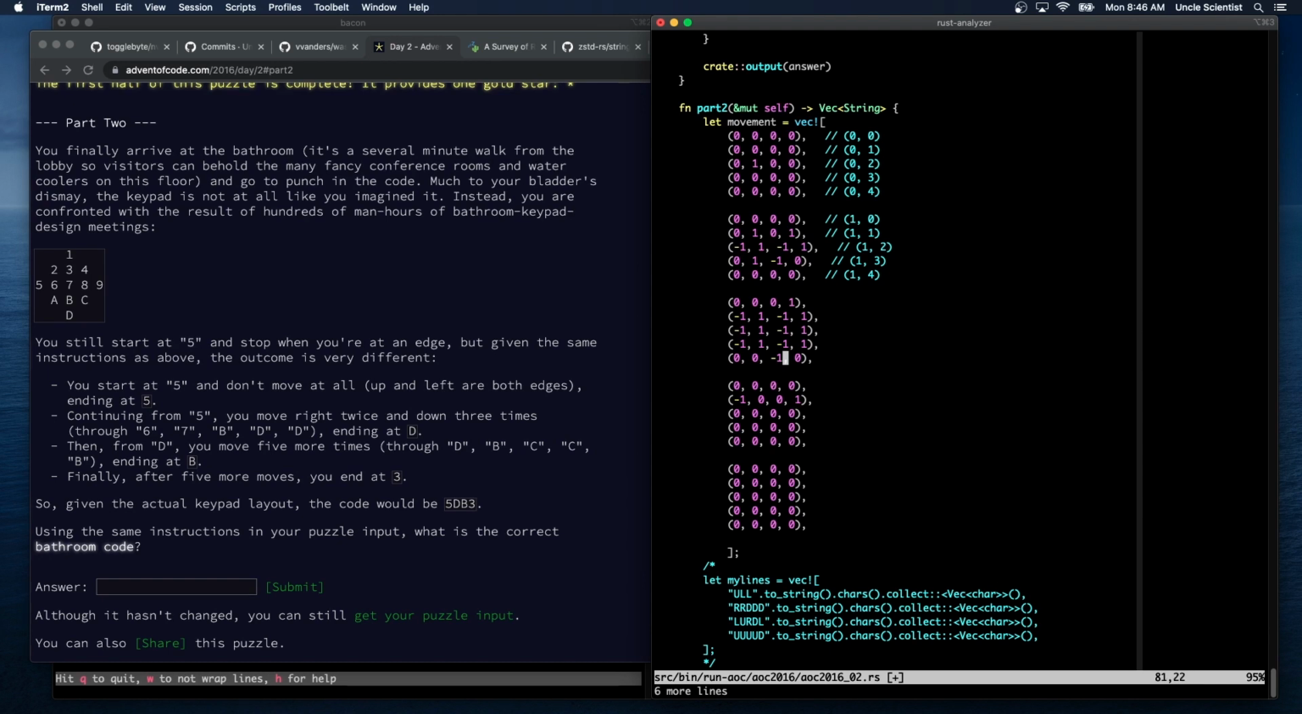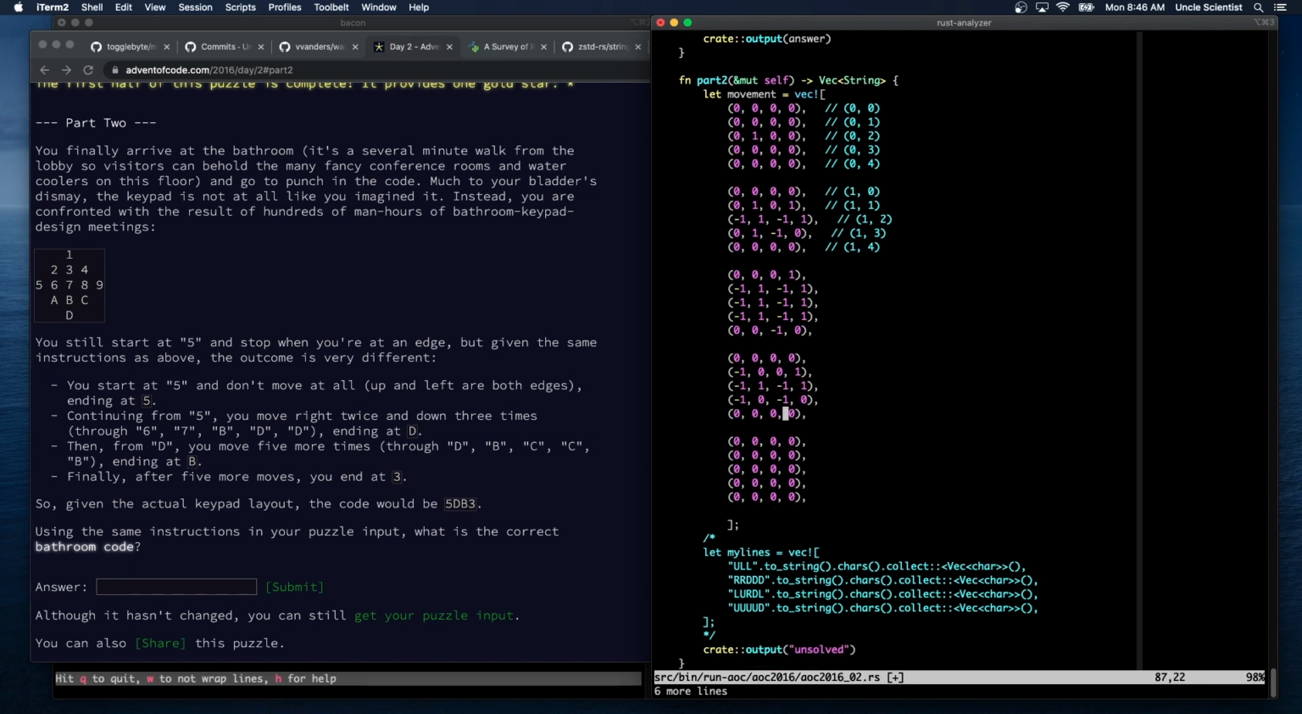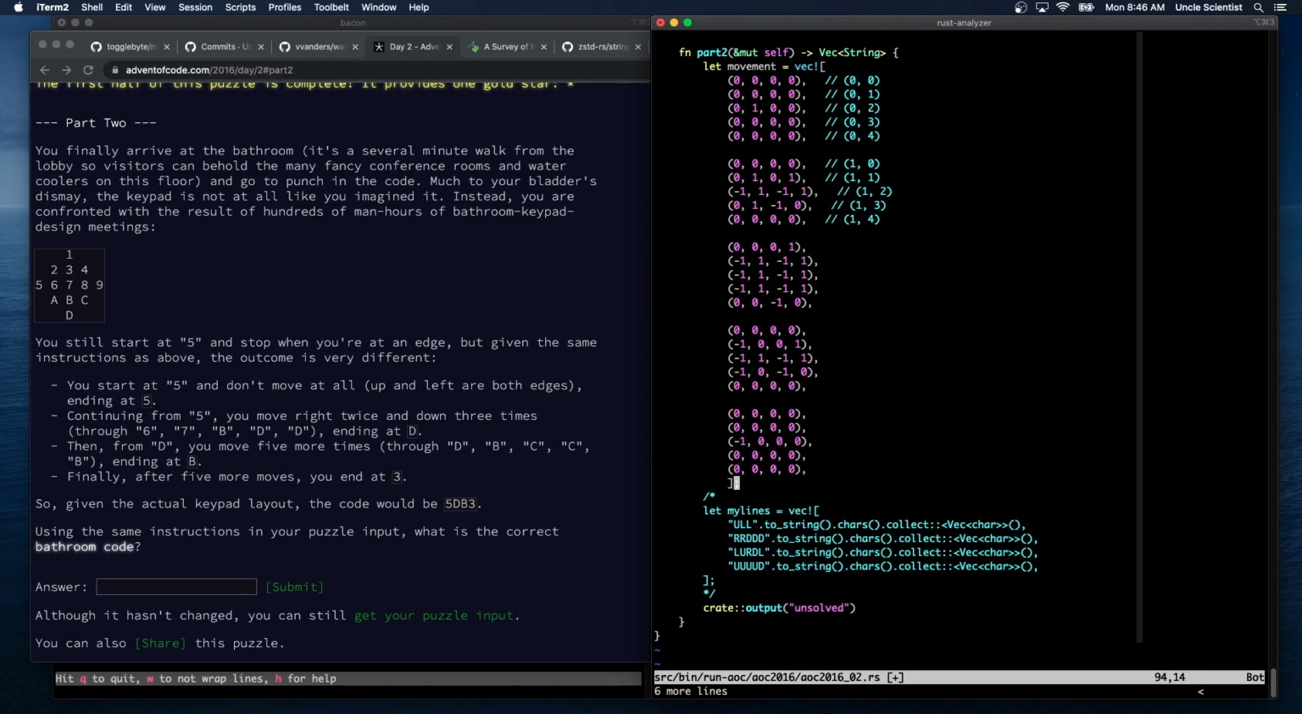For B, we got the full, all 4 directions are allowed. For C, up is allowed. Down is not allowed. Left is allowed, and right is not allowed. And then for the last one, it's all zeros. And for here, we can only go up. Okay. Who knows if that's right?